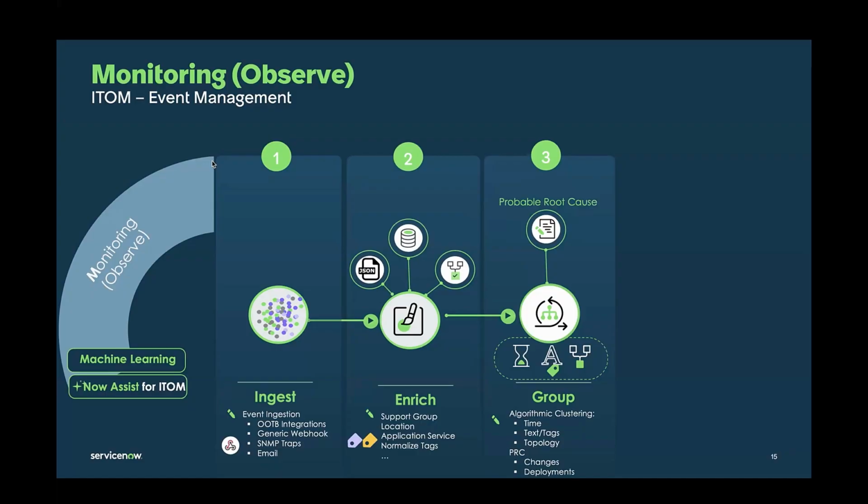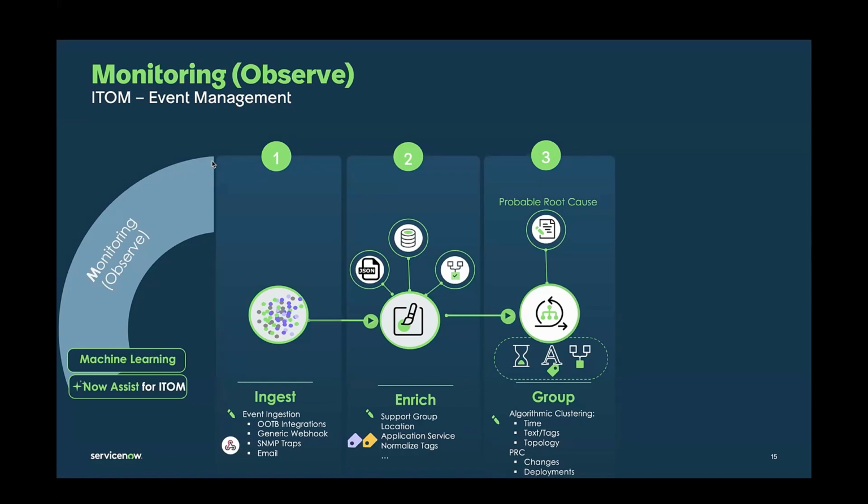The next piece is on the grouping side. This is where event correlation comes in. We're using multiple clustering algorithms based on time, text similarity, service topology, change data, as well as tags. The goal is to group related alerts into a single incident and identify a probable root cause. I just want to highlight that piece is very critical: a single incident.